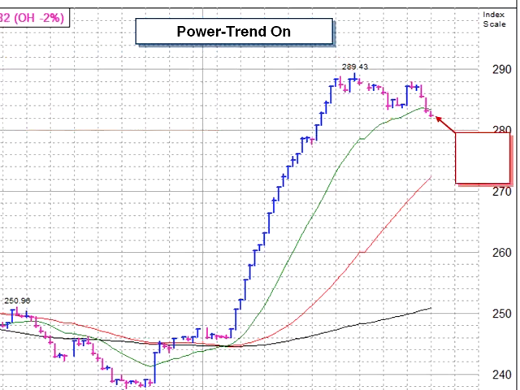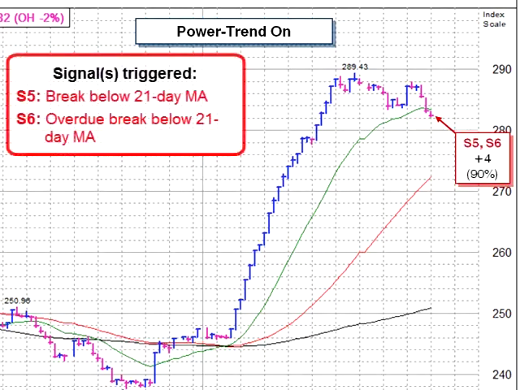Now we're under that threshold, so we've exceeded the 0.2 threshold, so we do both an S5 and an S6 because it's an overdue break of the 21 day, so it's really a double count essentially. So we're at a +4.